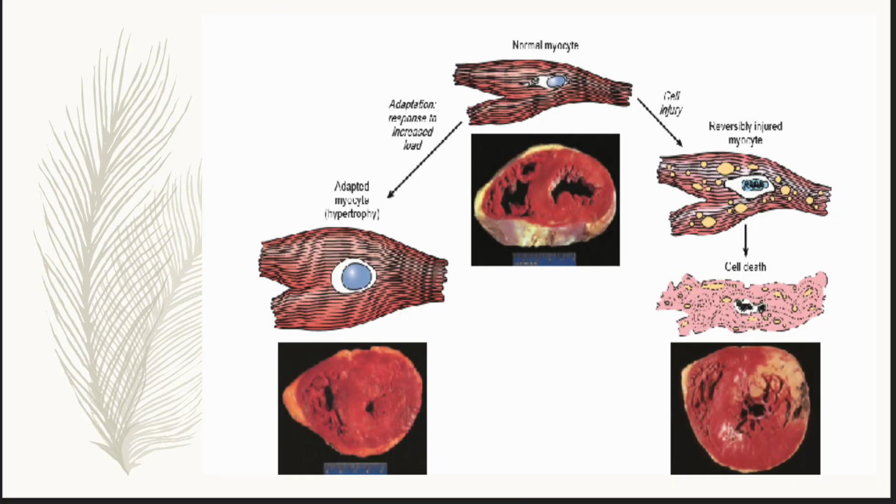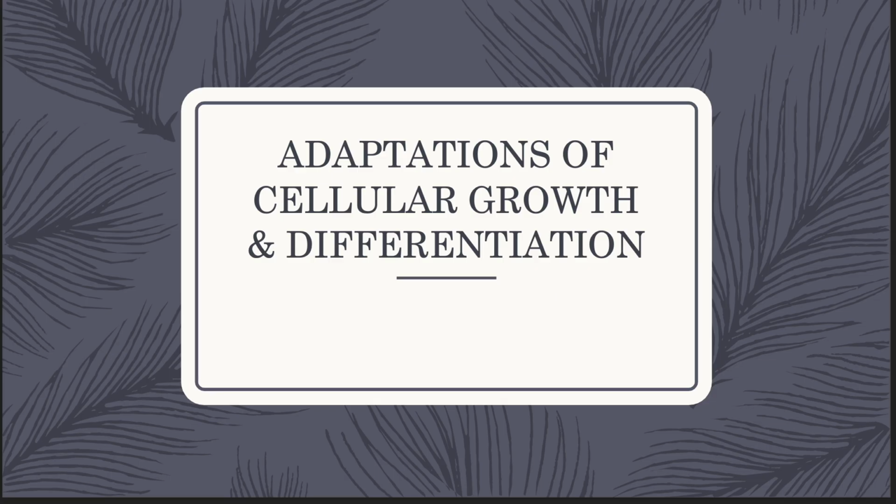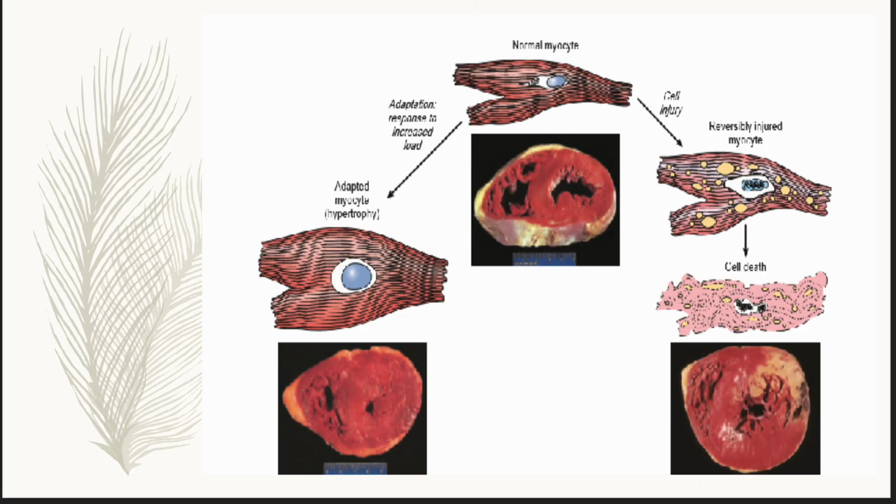So, ayan, these are the normal cells of your heart. But when the load increases, when there is a heart disease, the load increases. So what is the adaptation of your cell? They become bigger so they can handle the work. So they undergo hypertrophy, they become bigger. But if your cell is injured, a reversibly injured myocyte, it can still cause cell death. Let me get back to this later.